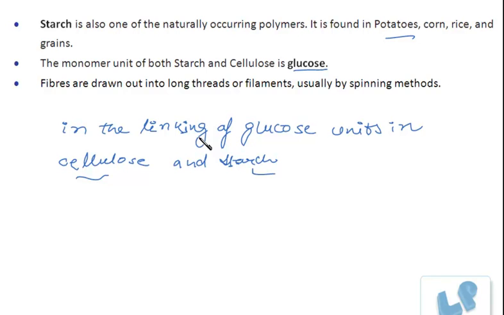Now we'll be discussing the synthetic polymers or the synthetic fabrics. The polymers which can be changed into threads and filaments, and finally woven into fabric, are called fibers. First of all, the polymers are changed into long threads or filaments. Fibers are drawn out into long threads or filaments, usually by spinning methods.